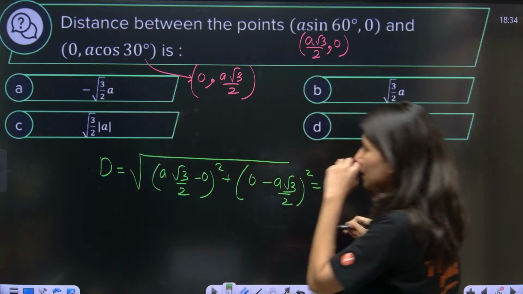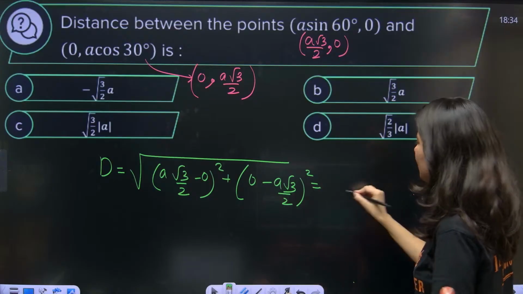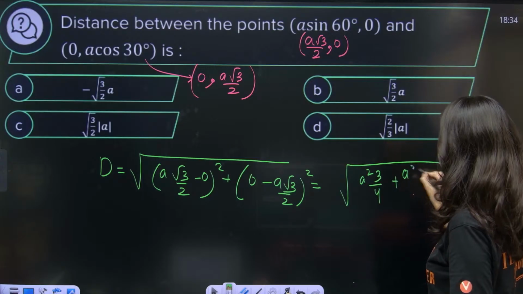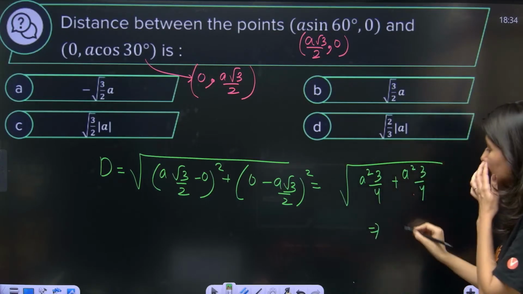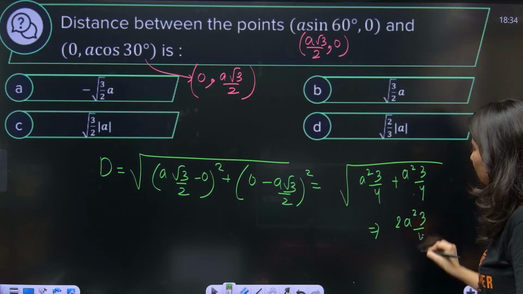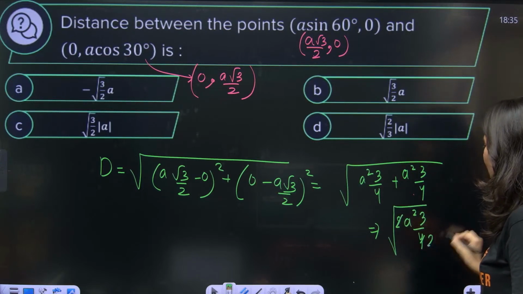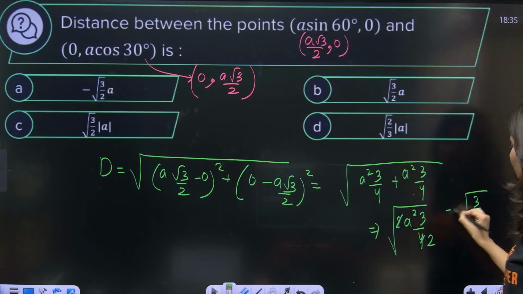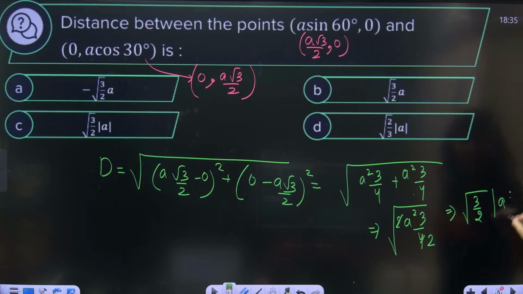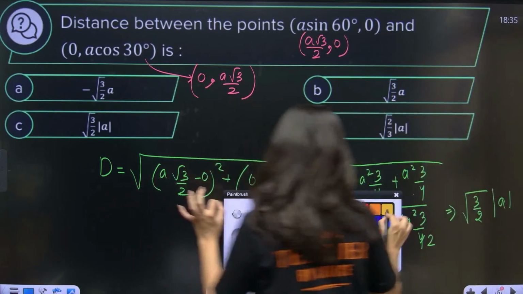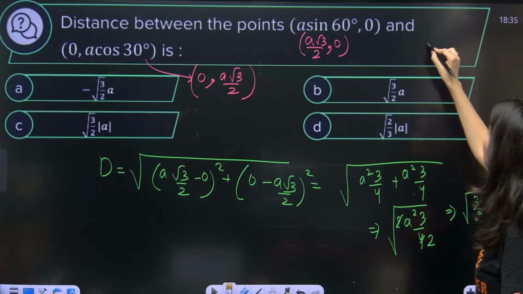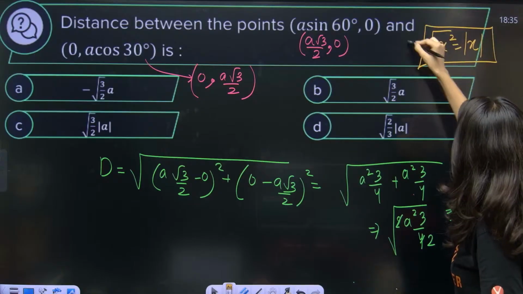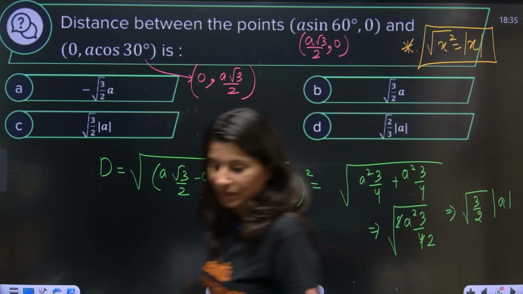Everybody, yes? So this is A square 3 by 4. This is also A square 3 by 4. So A square 3 by 4 plus A square 3 by 4 is nothing but 2A square 3 by 4, under the square root. Now if you take the square root, this is going to be root 3 by 2, and modulus A will be there. Remember, point to be noted, my ninja warriors, this is very important: square root of x square is modulus x.